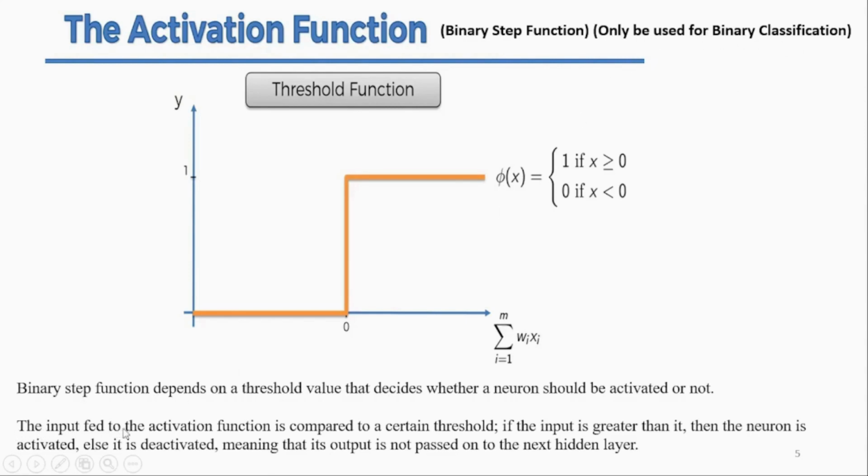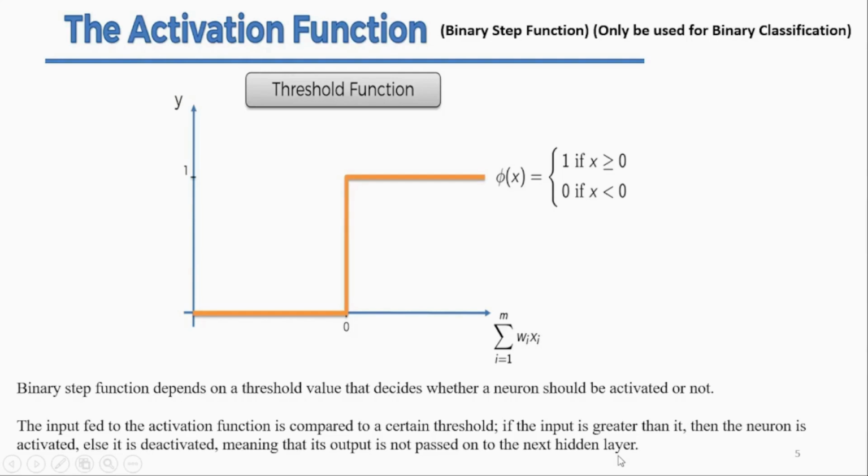Now the input fed to the activation function is compared to a certain threshold. If the input is greater than it, then the neuron is activated, else it is deactivated. So if you look at this, for example, here the threshold value is 0. If the input value is greater than 0, then the neuron is activated and it gives me output equal to 1, and in the other case it is deactivated, meaning that its input is not passed on to the next hidden layer.